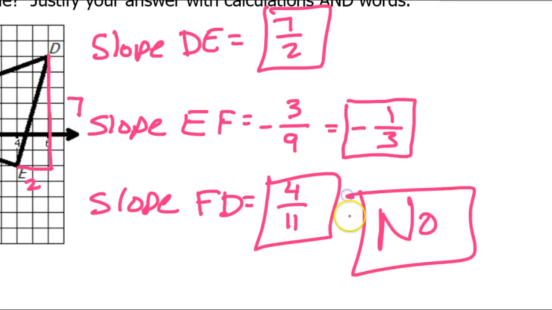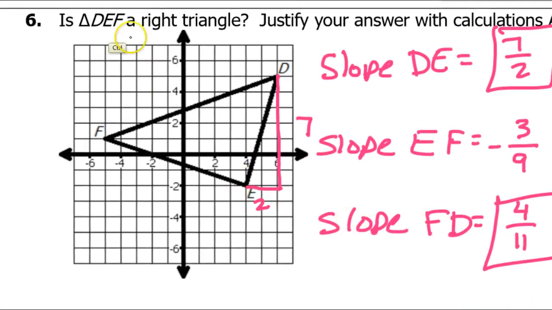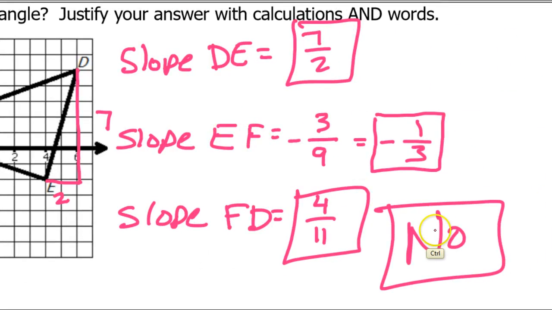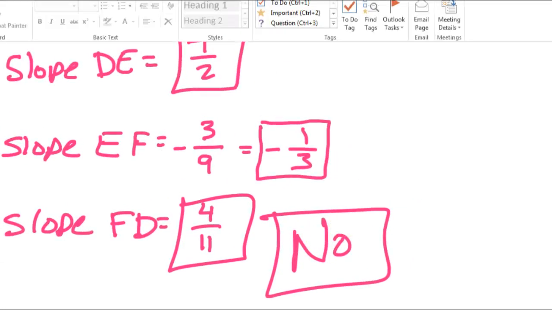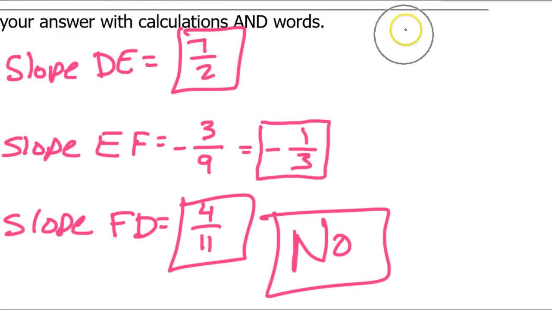So we're going to say no as the final answer to the question. Is this a right triangle? No, because none of the slopes are opposite and reciprocal. So maybe I'll add that to our explanation.